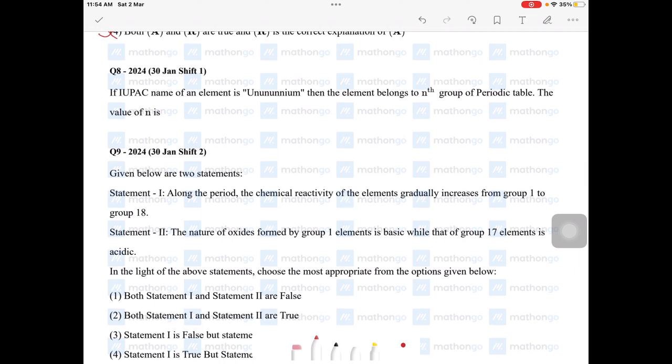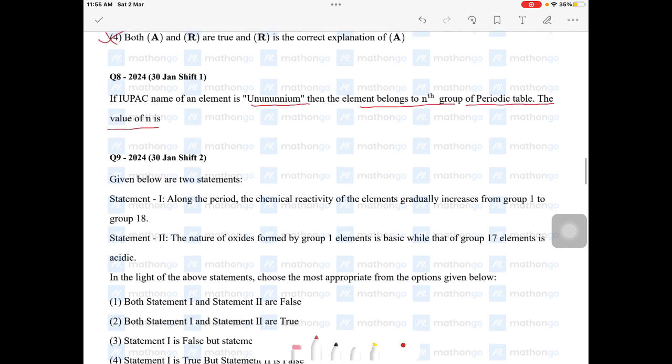IUPAC name of the element unununium. Then the element belongs to nth group of the periodic table. The value of n is? So now unununium means atomic number 111.